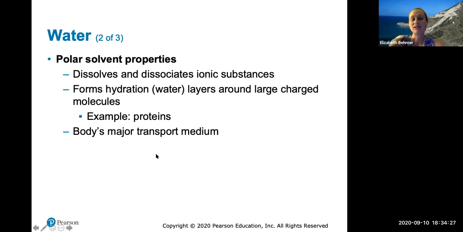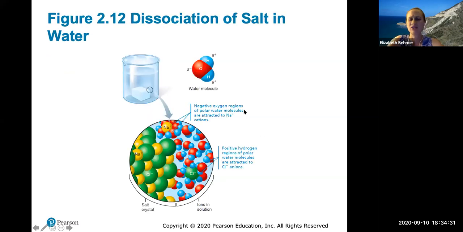It's the body's major transport medium. And again, this is just showing how water can surround itself around the sodium and chloride ions and separate them. And that's how it will dissolve a salt crystal. It actually takes apart the sodium and chloride atoms, surrounds them, and that's how it will dissolve salt.